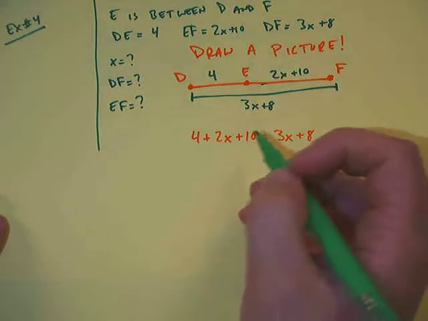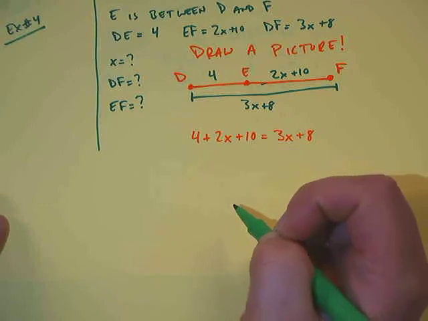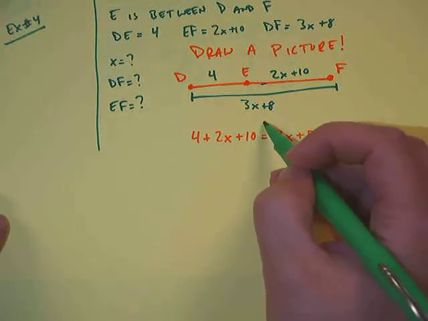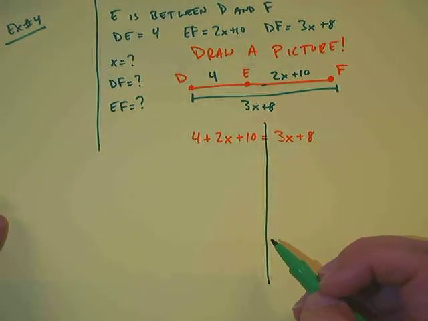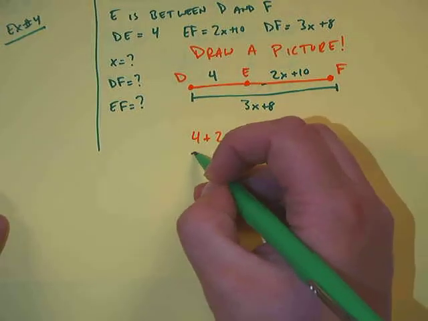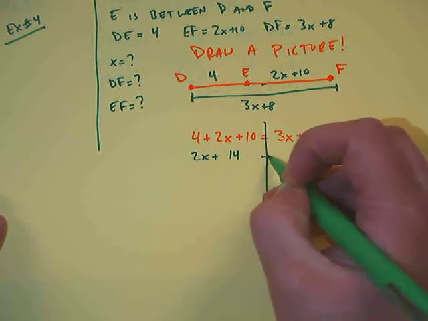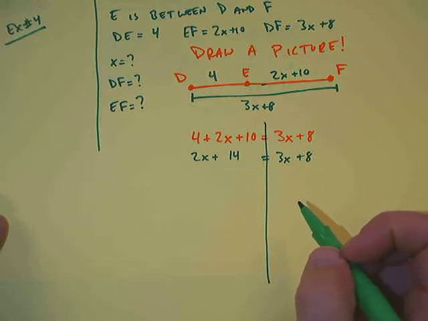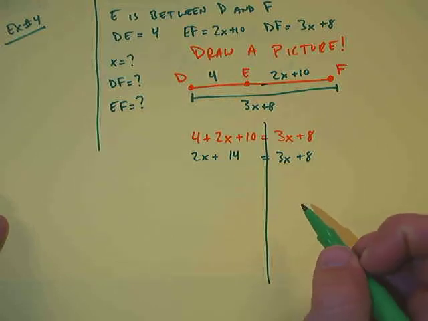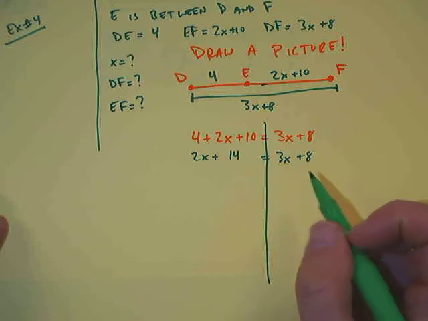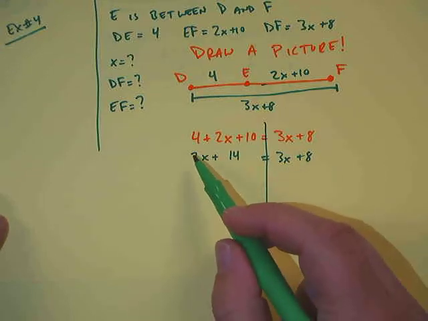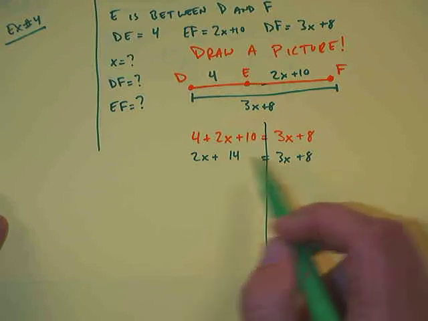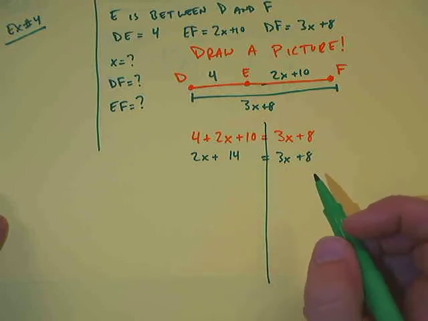We're going to go 4 plus 2x plus 10. And then we're going to set it equal to the whole thing. The whole thing is 3x plus 8, so equals 3x plus 8. So if that's what you got for your equation, or something that looks similar to this, you could have also done 2x plus 10 plus 4. Doesn't matter either way. But if you got something like this for your equation, you're on the right track. Now we're just solving. So we have 2x plus 14 over here.